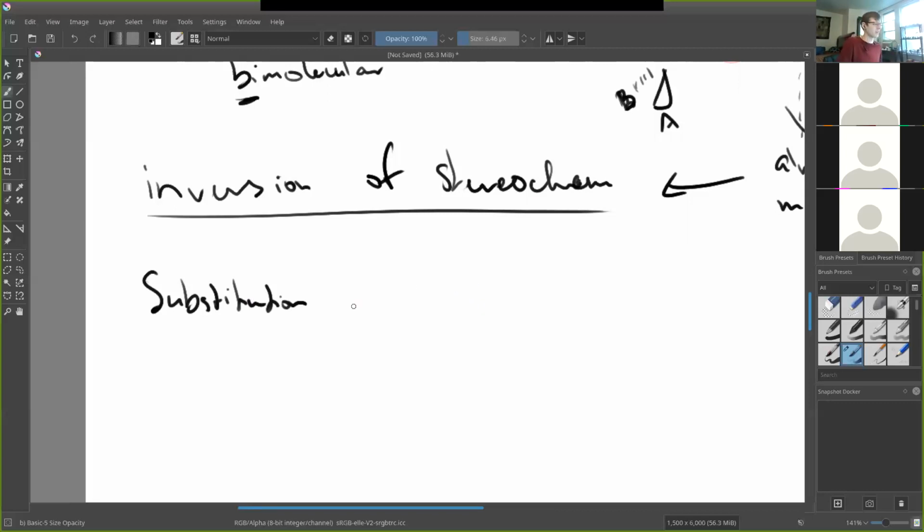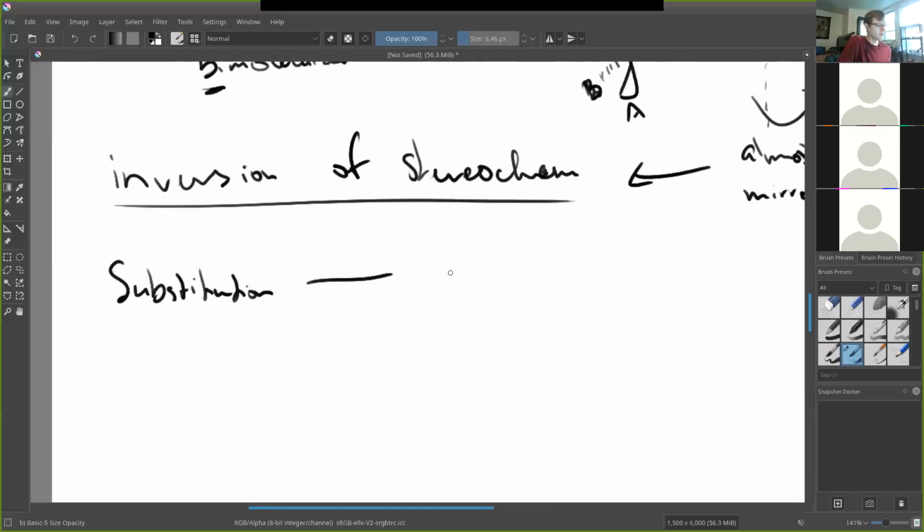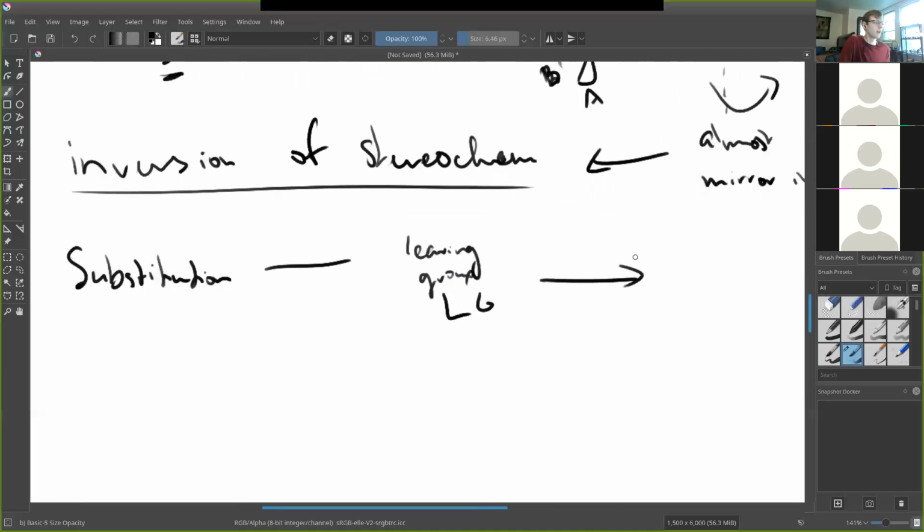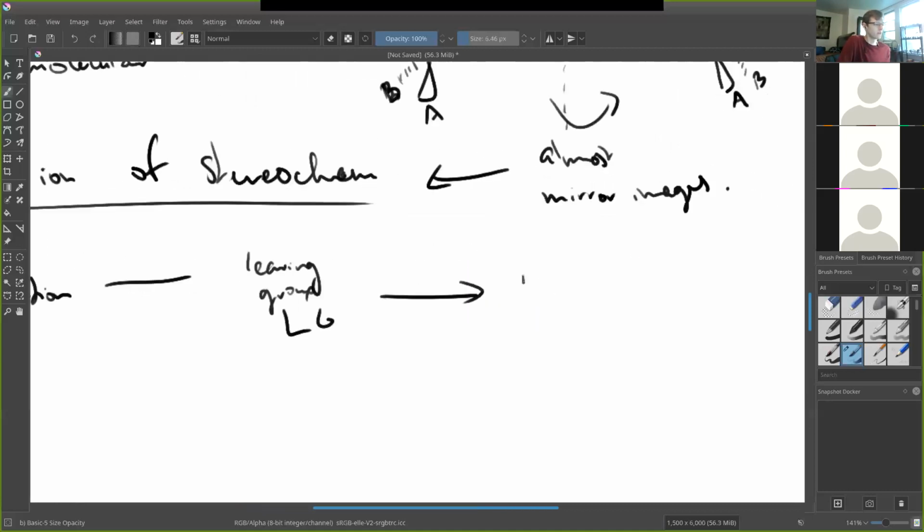Substitution just means you're taking a leaving group, and now we're going to go even more general. So this is a leaving group, which we'll write Lg, and then you're replacing it with a nucleophile. So we're replacing.